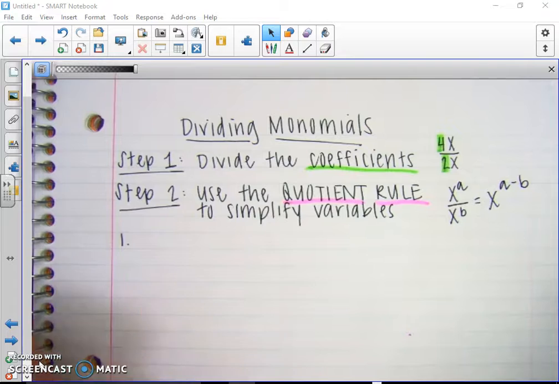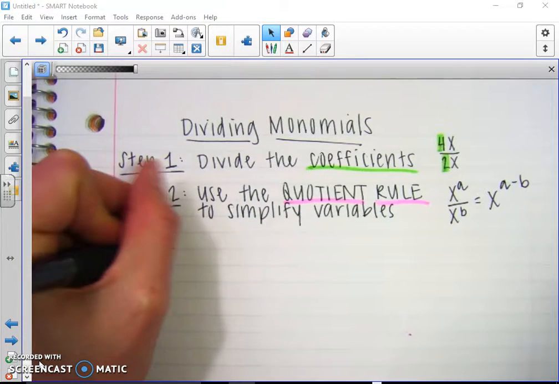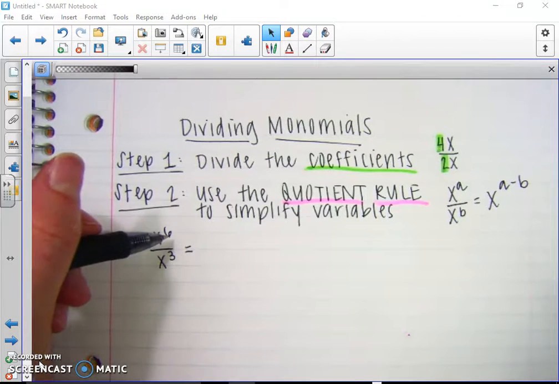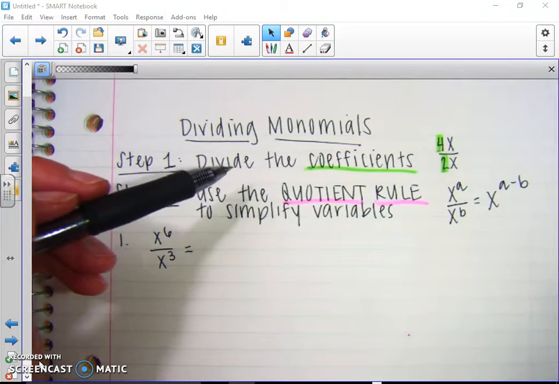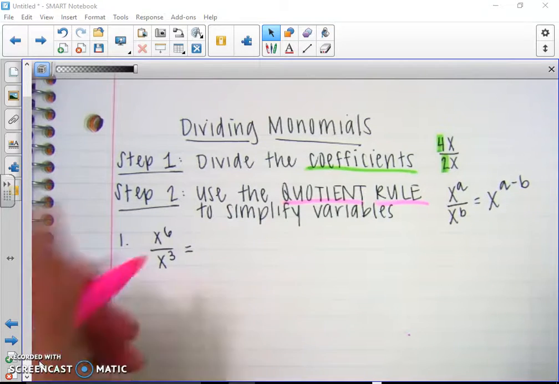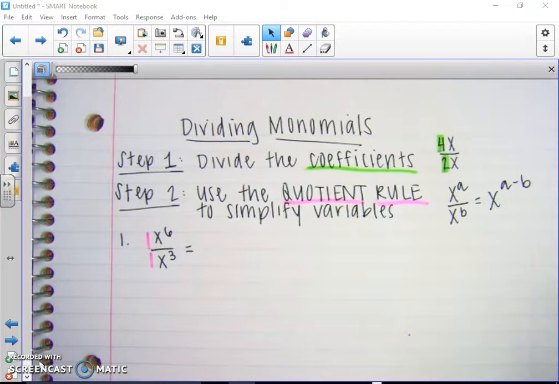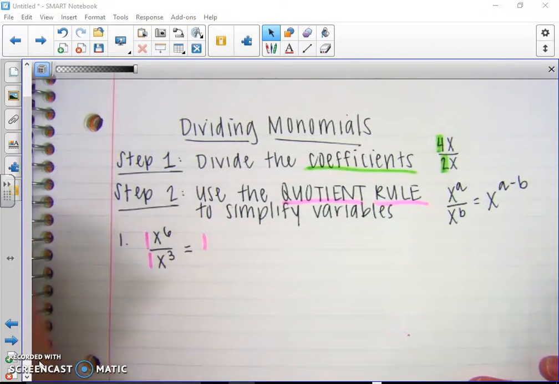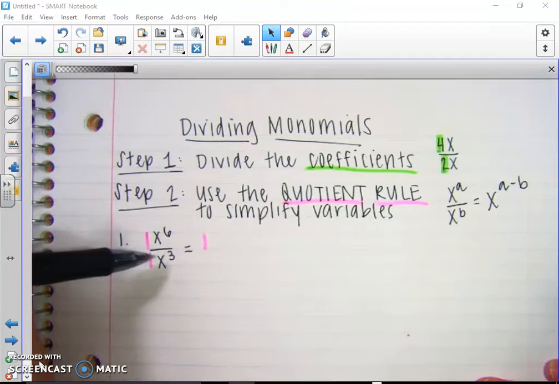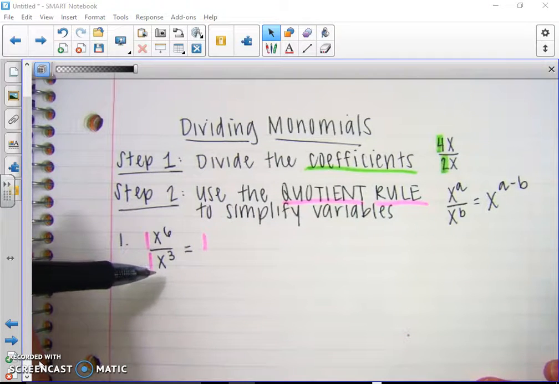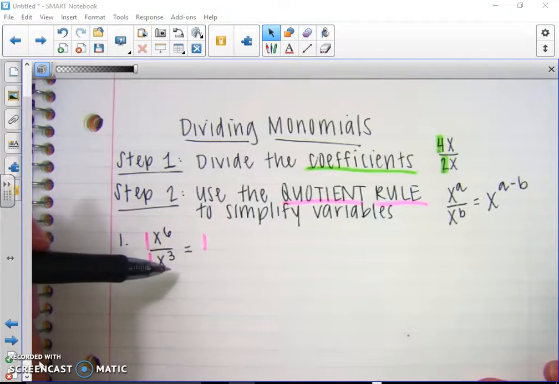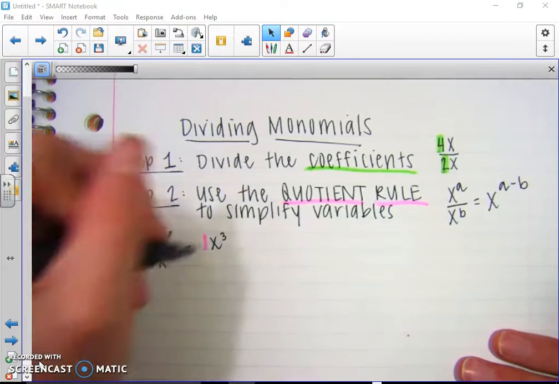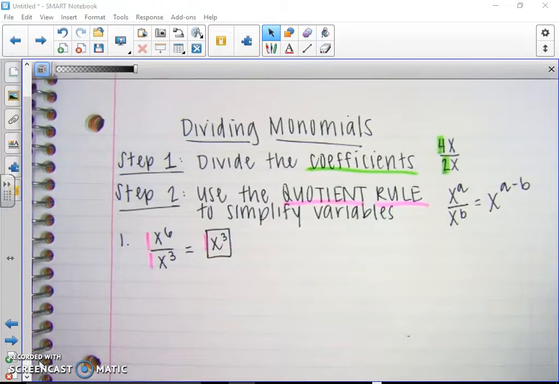So let's go ahead and apply these rules to some examples. So first one, let's do x to the sixth over x to the third. Well, first let's divide coefficients. The coefficients in front of these are just 1 and 1. So 1 divided by 1 just leaves us with a 1. We really don't need to write 1. We'll end up getting rid of it. And now we're going to use the quotient rule to simplify. So I have x to the sixth over x cubed. 6 minus 3 leaves us with 3, so we have x to the third. So our final answer is just x to the third.